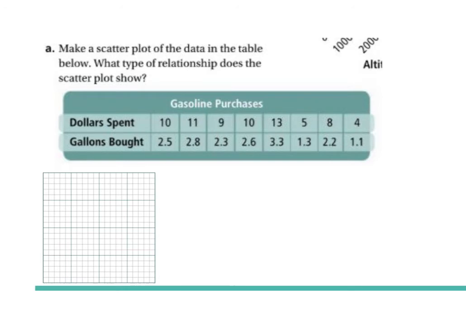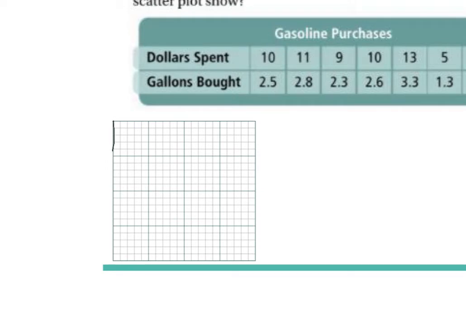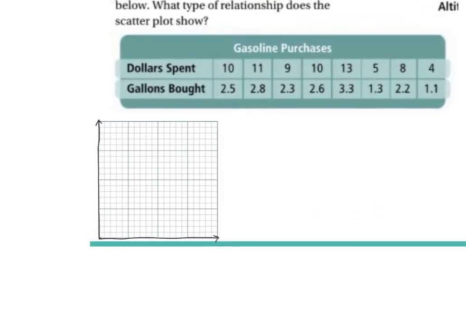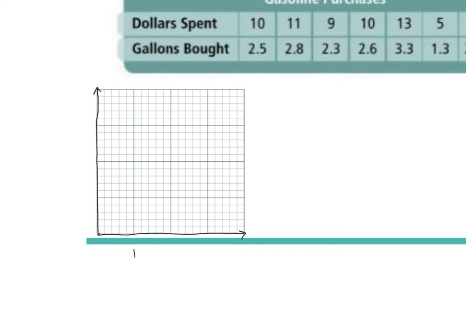All right, let's make a scatter plot of the data in the table below. And what type of relationship does the scatter plot show? Okay, so gasoline purchases. Guys, we've got a coordinate grid over here. Let's make our two axes. None of our values are negative, so let's just keep it in quadrant 1, or our positive axis. What's the x-axis going to be? Dollars. Dollars spent. And my y-axis? Gallons bought.